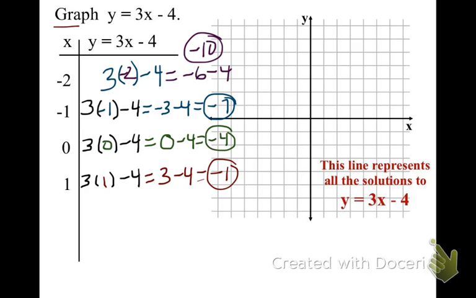But remember, my whole goal is to graph it. Well, how do I graph it? I got to have my coordinate points. So if I take a look, I got -2 and I got -10. That's going to be my first coordinate point. So let's do it, -2, -10. So let's see where -2, -10 is going to be on my graph.